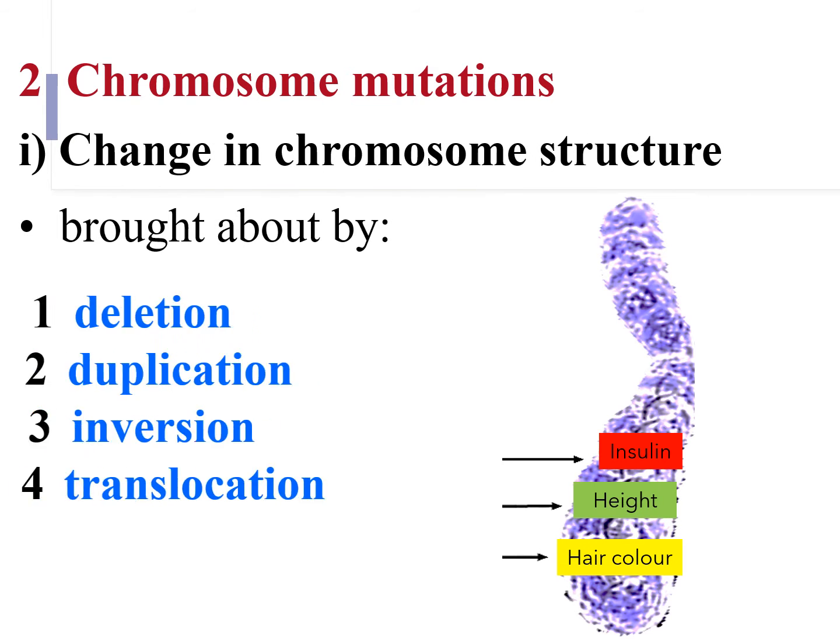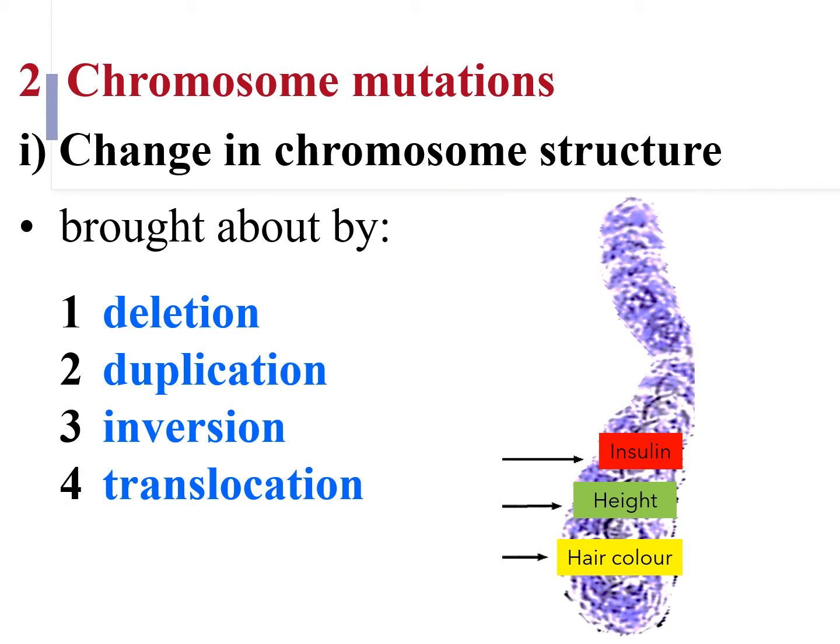Chromosome mutation means the change in the structure or number of chromosomes. To understand chromosome mutation, we have to first take a look at the structure of a chromosome. A chromosome is made up of many DNA coiling up together to form a thick chromosome. Each segment of the chromosome consists of a segment of DNA.